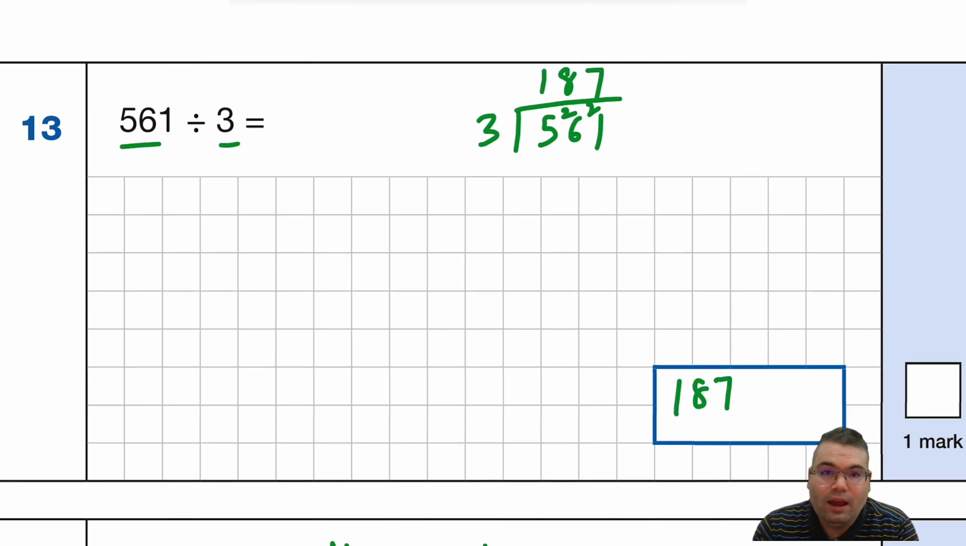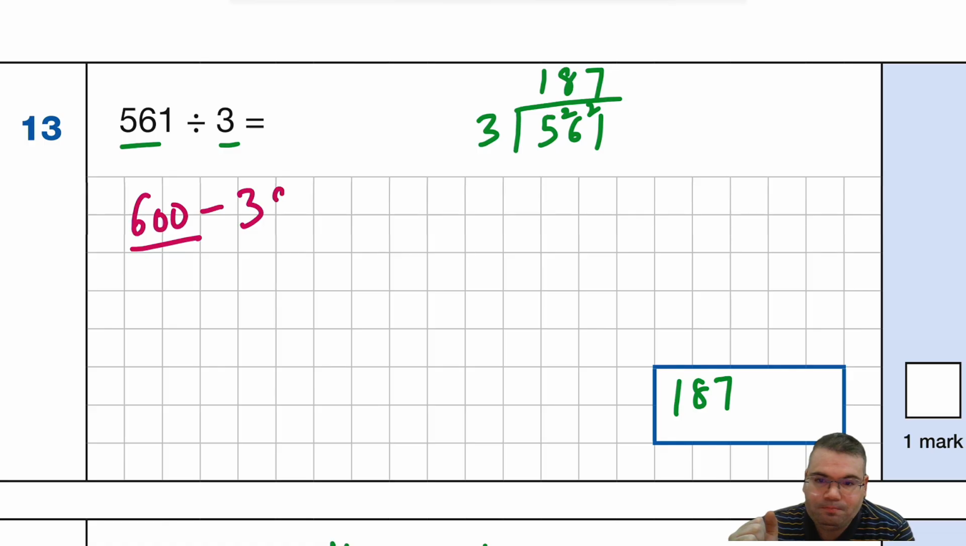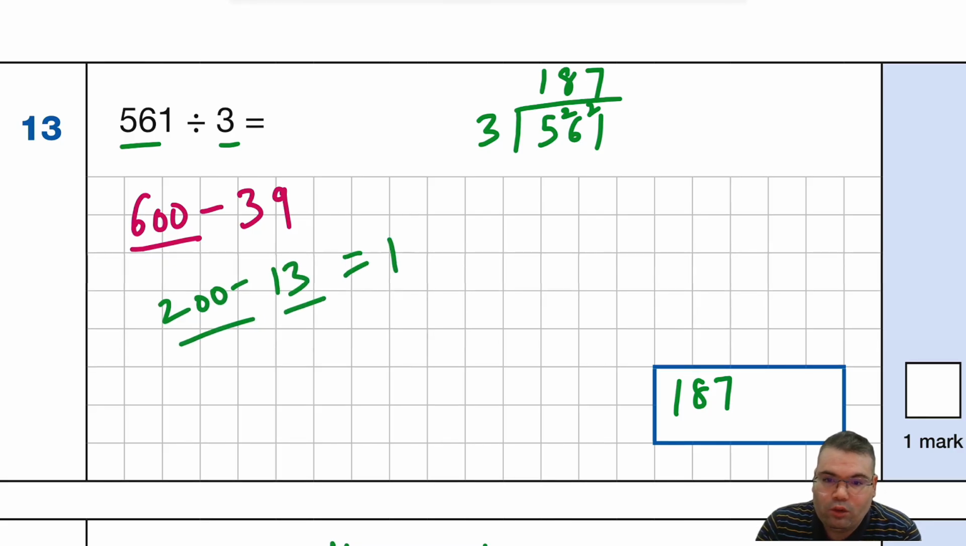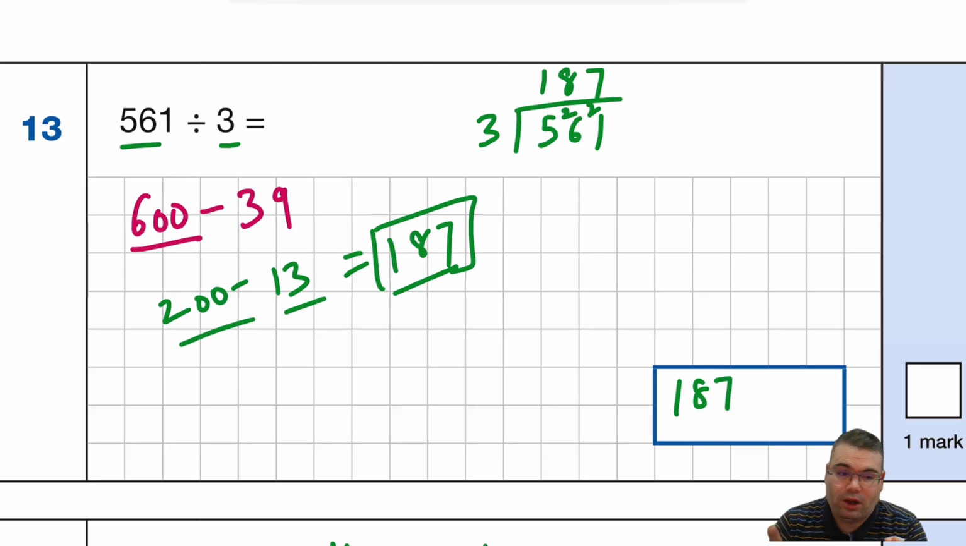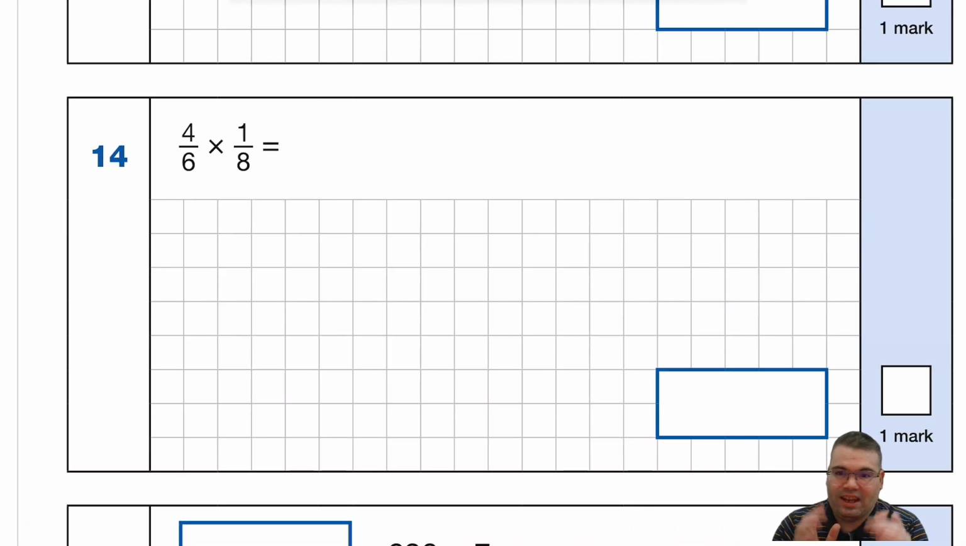Right? The other way is 561, you can write down 600. Right? Because we know that 3 times 20 is 60. Very easy. So let's just write down 600 and take away 561, 600 take away 561 is 39, right? Now 600 divided by 3 is 200, 39 divided by 3 is 13. So 200 take away 13 is 187, right? So both the ways are correct. You can do with any way. So this is the next question.